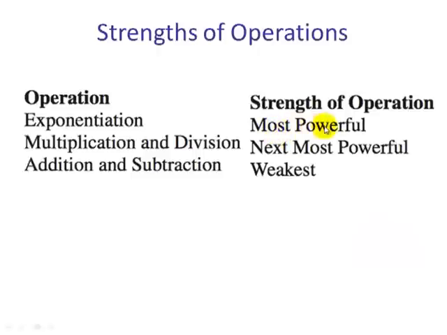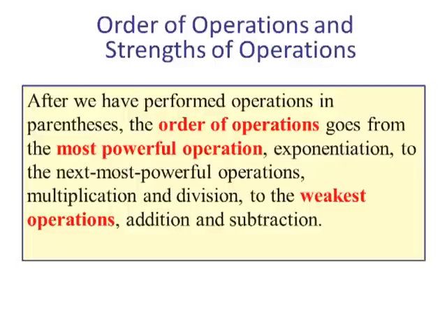So the most powerful operation is exponents. The next would be multiplication, division. The weakest is addition and subtraction. So after we perform the operation in parentheses, the order of operation goes from the most powerful operation to the next most powerful operations, and then to the weakest operations.